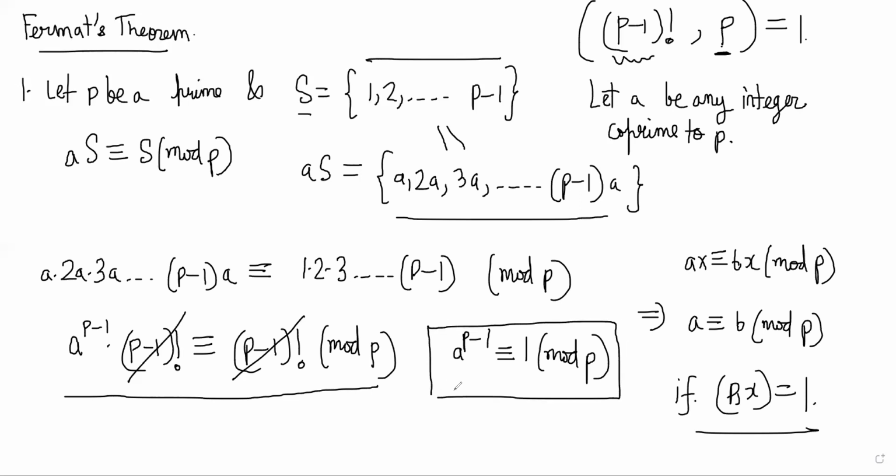And this is the result, which is Fermat's theorem. And you can multiply by A on both sides and get A power P is congruent to A mod P. That is also another way to say the same thing. So this is Fermat's theorem.